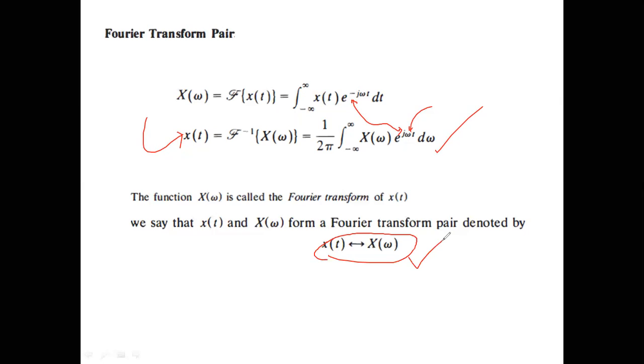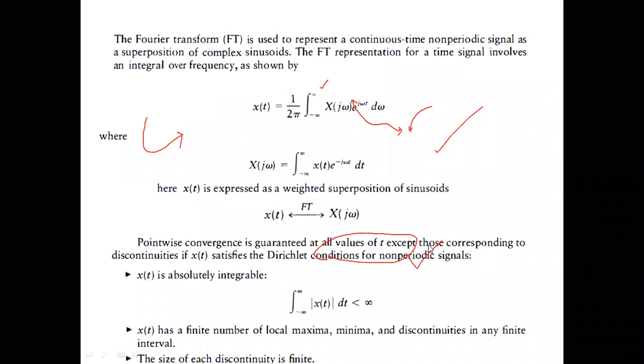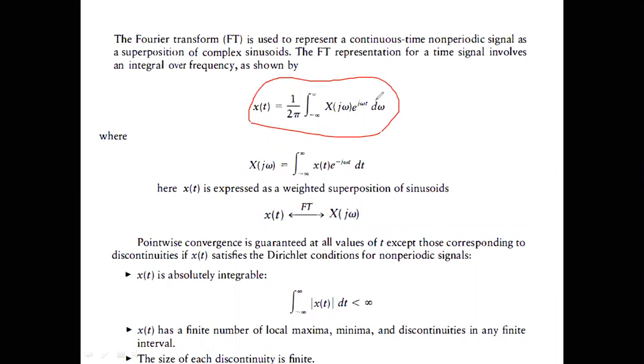Is there anything peculiar here? Yes, earlier in the DTFT, x of n was discrete. So what are we actually trying to do? Let us see this in the form of this expression. We are familiar with x of t being represented as a wave, something like this, as a variation over time, right?